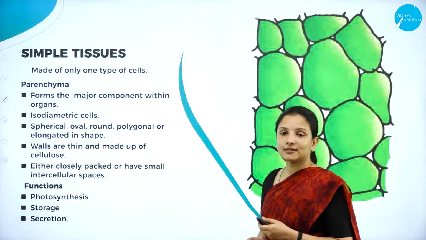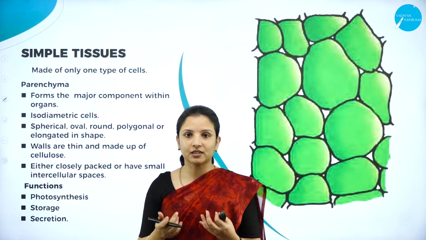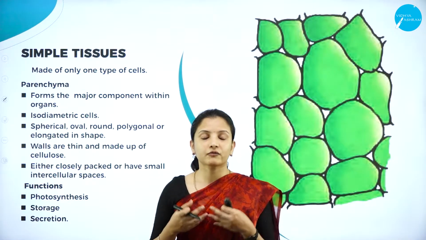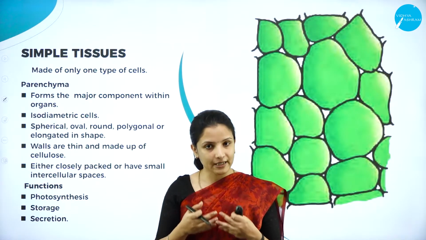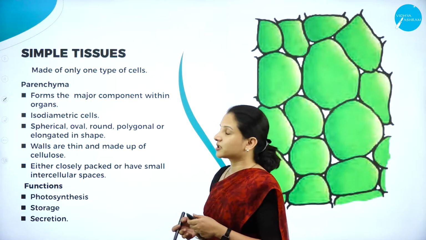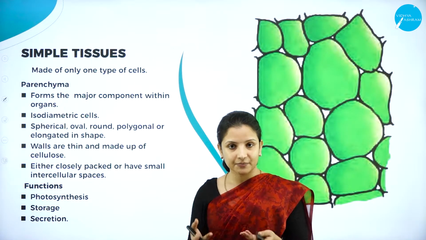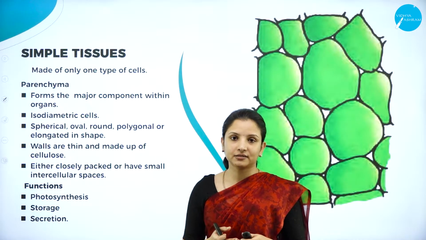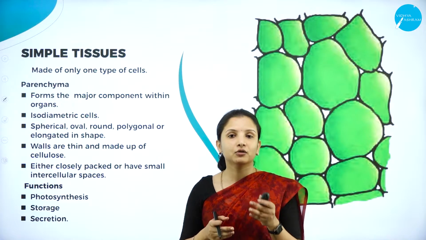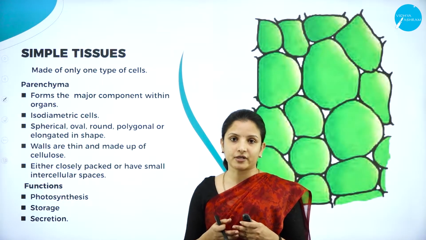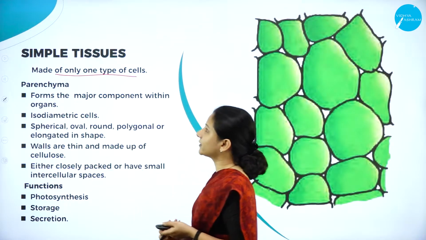So first, starting with the simple tissues. Simple tissues means there is no complexity. When does a tissue become complex? If it is made up of two or more different types of cells. But in the case of simple tissues, they are made up of only one type of cell. For example, if I say parenchyma, all the parenchymatous cells will look similar. If I say collenchyma, all the collenchymatous cells will look similar, that is, they are isodiametric. Such cells are called simple tissue, that is, they are made up of only one type of cell.